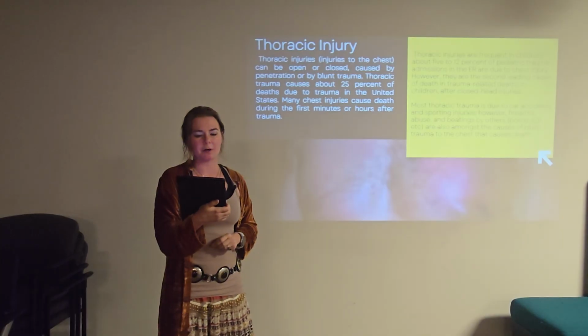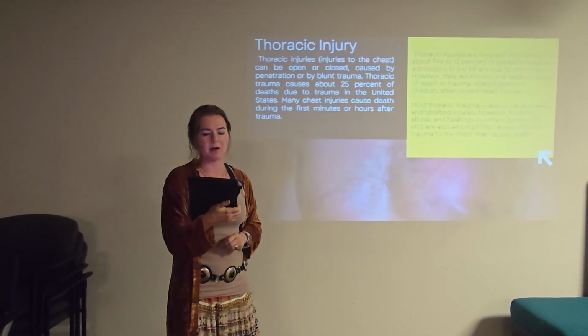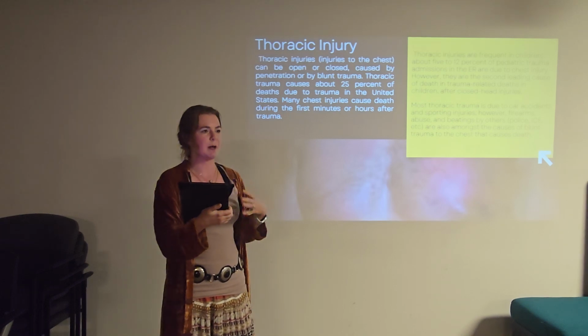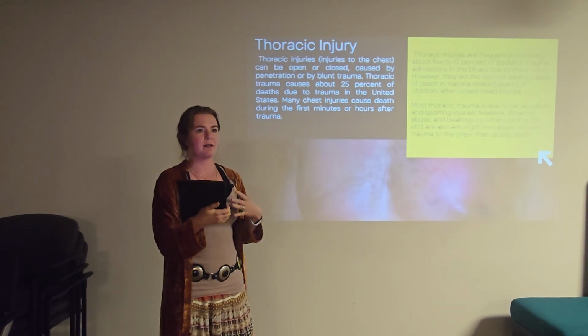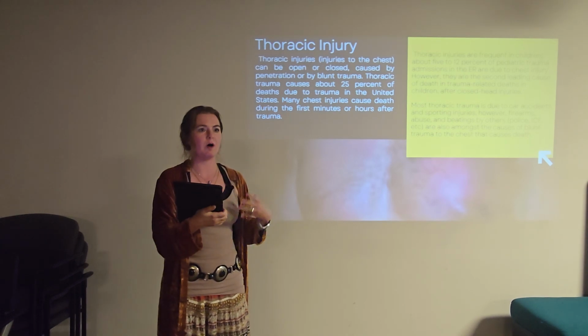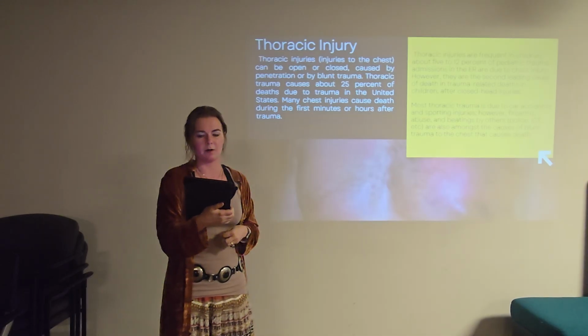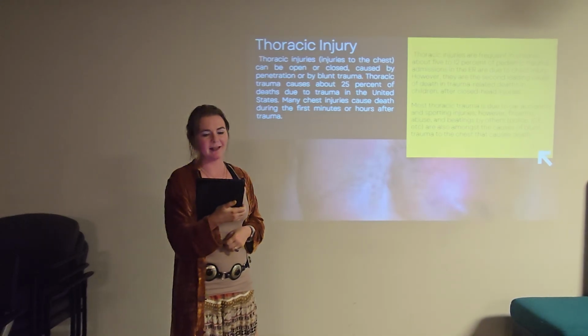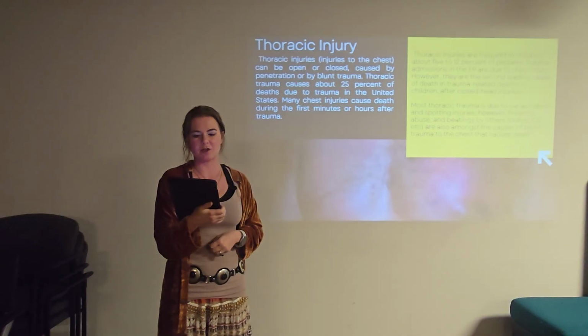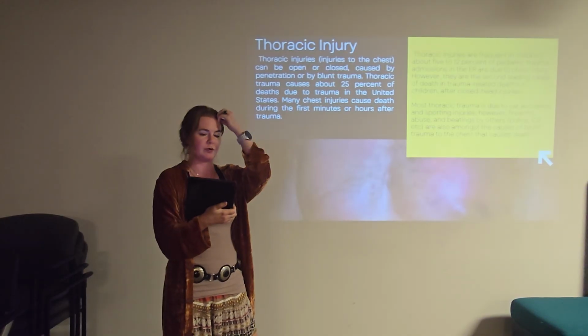Thoracic injuries are frequent in children. About 5 to 12% of pediatric trauma admissions in the ER are due to chest injury. As we mentioned earlier, the lungs and the heart are more vulnerable in children than they are in adults. However, they are the second leading cause of death in trauma-related deaths in children after closed head injuries.